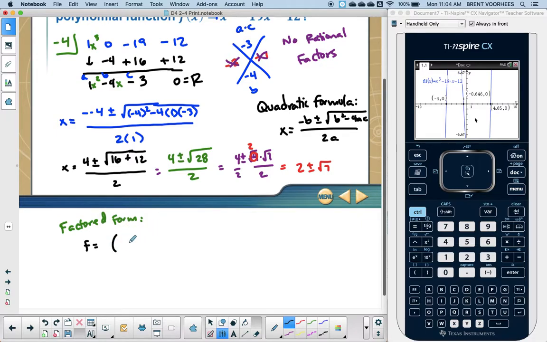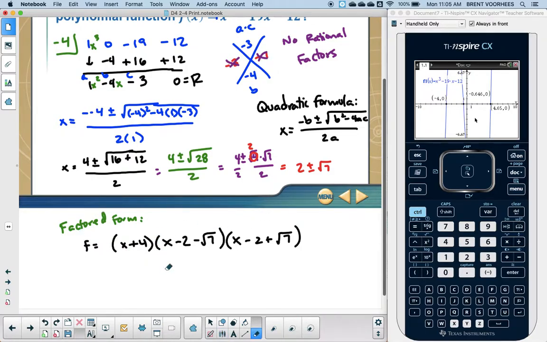We would have f equals x plus 4 times x, got to make the 2 lie, minus 2, and I'll take the positive and make it lie, minus the square root of 7, times x, again we make the 2 lie, minus 2, this time I'm going to take the negative square root, which will become a positive square root of 7. That would be my factored form, and that's on for Alex's homework. You'll see problems like that. I think it's number 5. You'll see it's somewhat in this form.